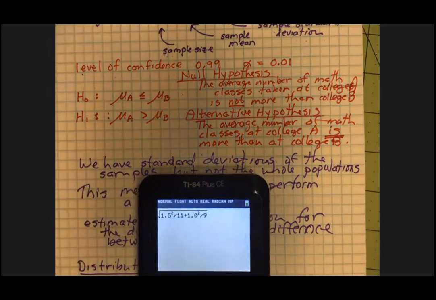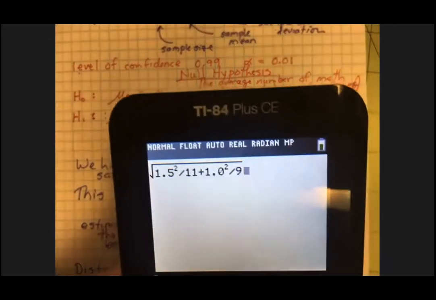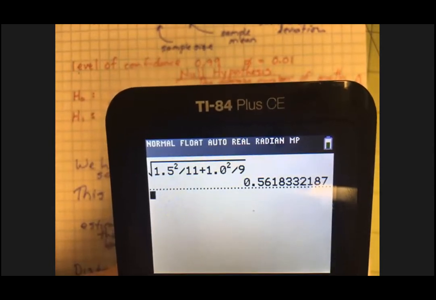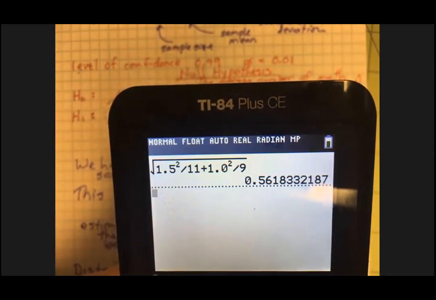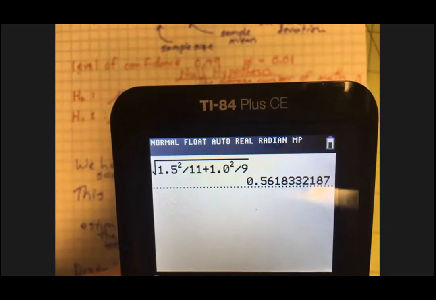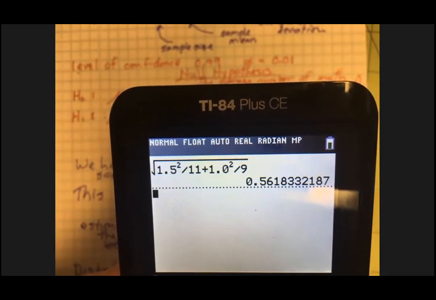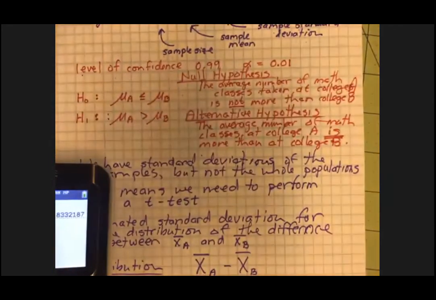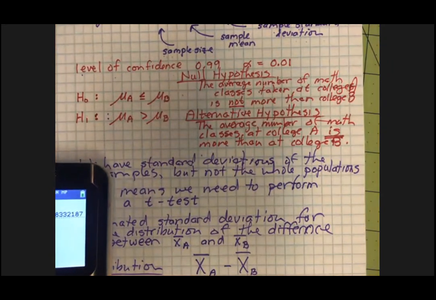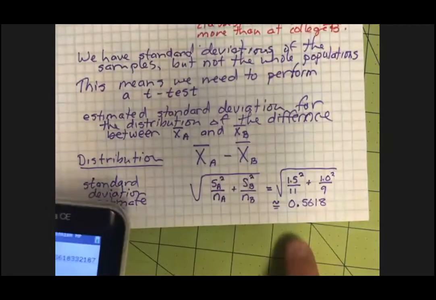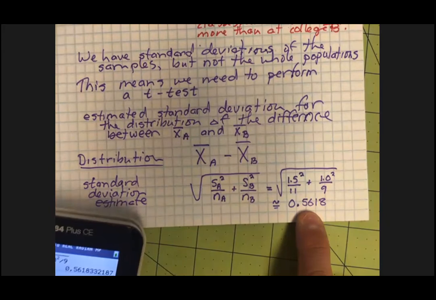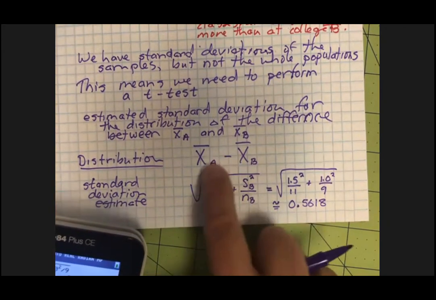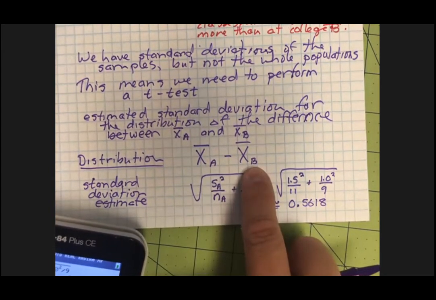So that's what it looks like typed in my calculator. I got 0.561833. Now, how many decimal places do you use right there? You're always thinking about that, but let's say 5, 6, 1, 8. Let's round off to 4 decimal places. Okay, so that's my estimate of the standard deviation between the difference of these two means.